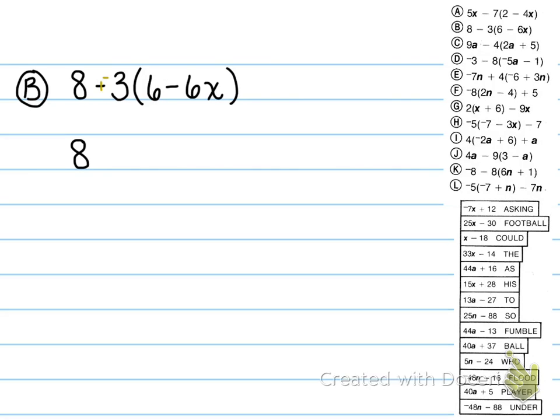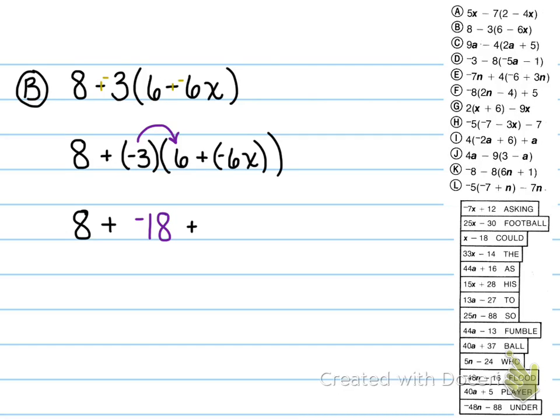So we change the minus 3 to a plus a negative 3, and we change the minus 6x to a plus a negative 6x. Now we can perform that multiplication, so we'll just bring down the 8 plus, and negative 3 times positive 6 is negative 18. And negative 3 times negative 6x, or the opposite of three groups of negative 6x's, would be positive 18x's.